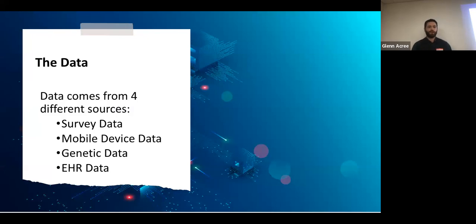So our 4 sources of data come from survey data, mobile device data, genetic, and electronic health records. And there's a good thing to notice when we talk about this data, that not every patient has all of this data, and it all looks a little bit different for every patient. And we'll go into that as we talk.